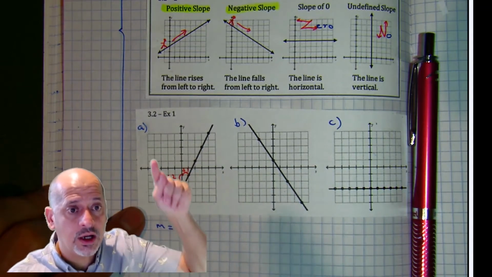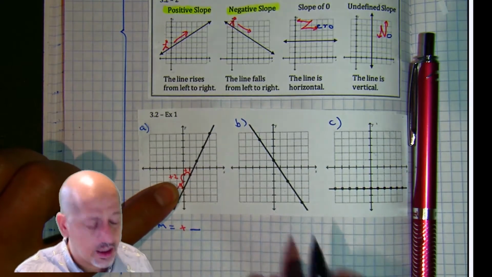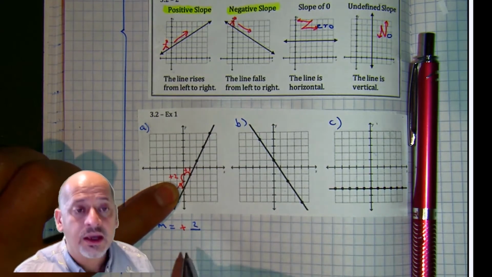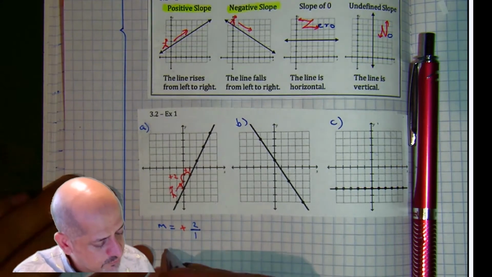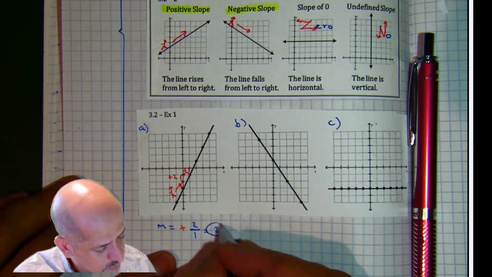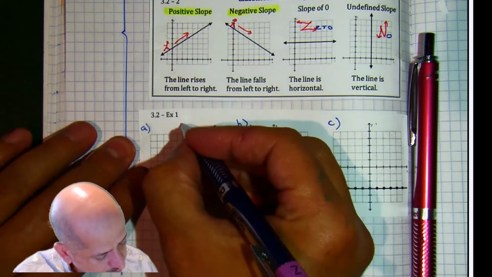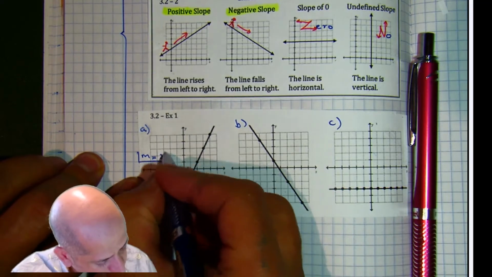Your slope is your rise over your run, the difference of the y's over the difference of the x's. In this case, how many times did I go up? I went up 2. How many times did I go to the right? 1. So therefore, I can simplify as my slope being 2. Let me write down my m equal to 2. And just box in your answer.